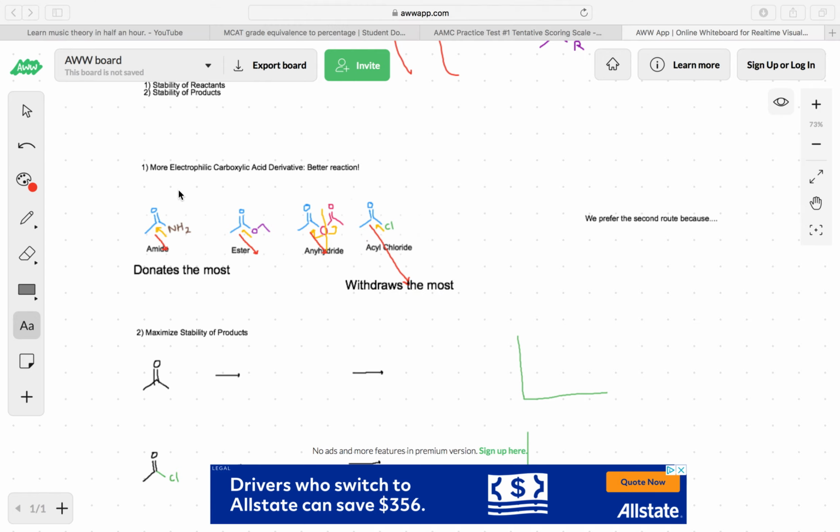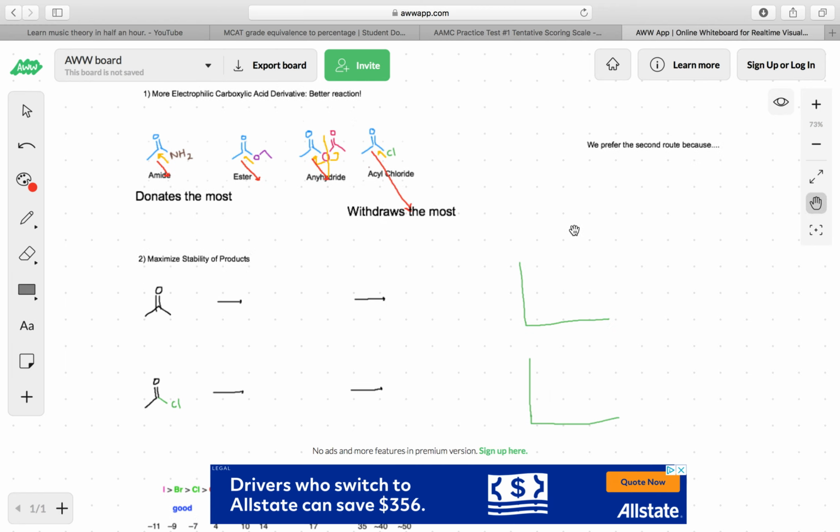That's why our amide is a strongly activating group, while our acyl chloride is a weakly deactivating group. So remember, we want to make this carboxylic acid derivative the most reactive possible. That means we need to put a positive charge on there. And the way we do that is we want to withdraw the most. So our acyl chloride wins in that factor.